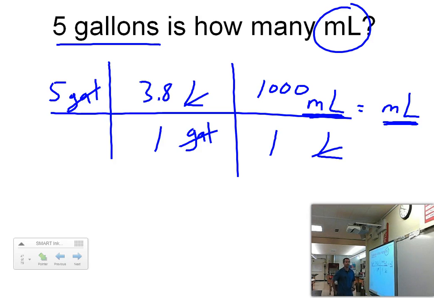Now I just simplify. Go ahead and multiply everything on the top. You can use a calculator. 5 times 3.8 times 1,000 will give me 19,000. So I'll write that in there. Notice I'm dividing by 1, so any number divided by 1 is that number.